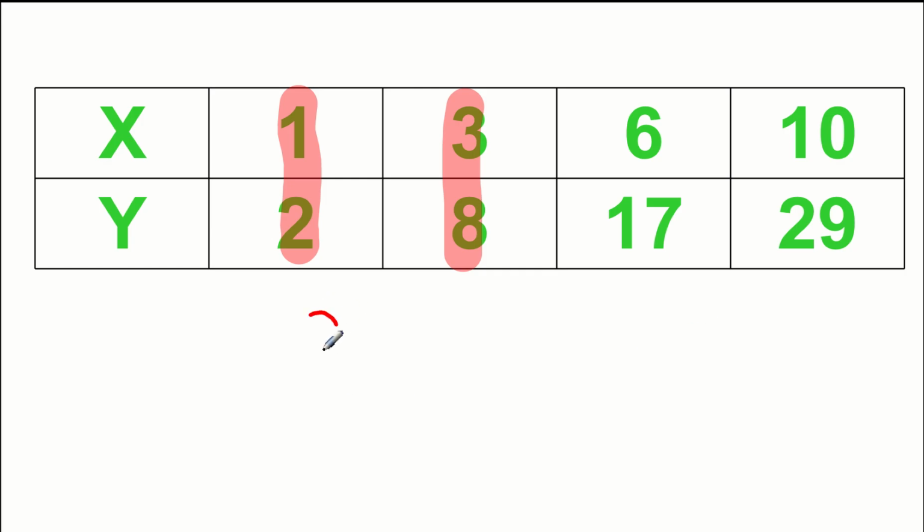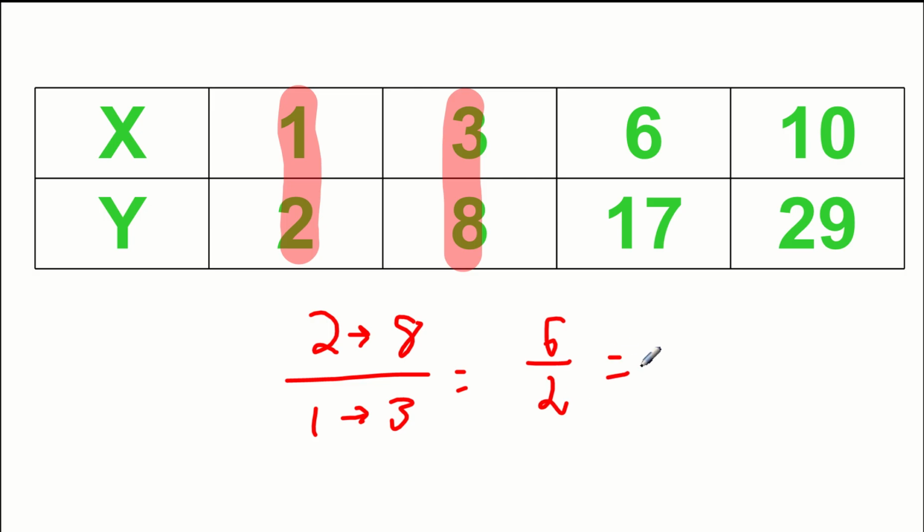So my Y values are going from 2 to 8 right there. X values are going from 1 to 3. From 2 to 8 is an increase of 6. 1 to 3 is an increase of 2. 6 over 2 is 3. If y'all had 1/3, you had that flipped.